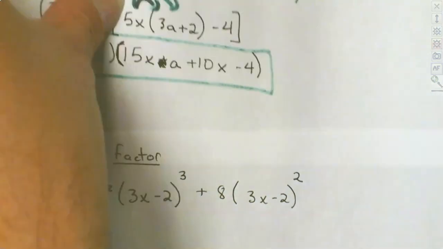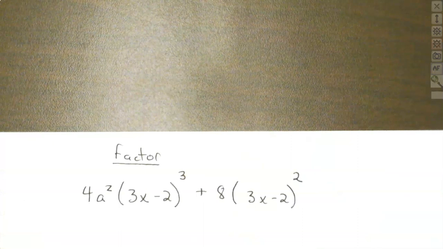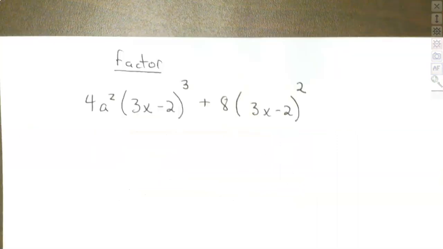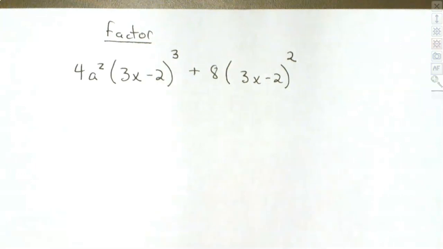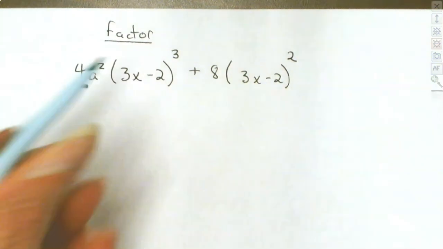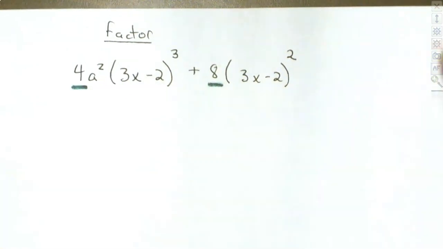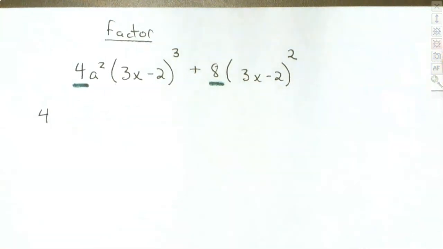And there are different ways of doing this. You can factor all of it out at the very beginning. You can factor it out at the end. I like to factor it out at the beginning. So let's see what we've got. Let's look at the numbers in front. We've got a 4 and an 8. So 4 and an 8, they're both divisible by 4.